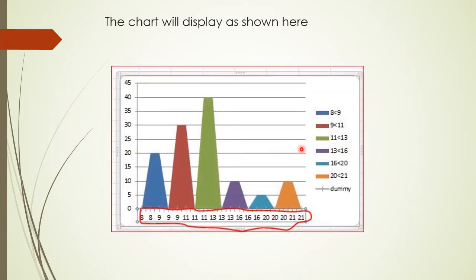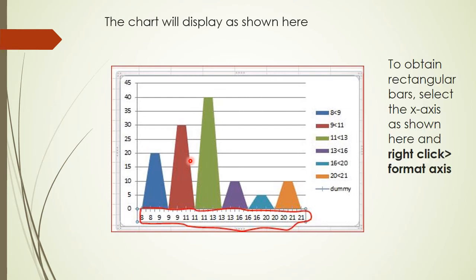Once you click, the chart will display as this one here. They are not actual bars, but they are supposed to be bars. What I mean by bars is rectangular in shape. This one looks some interesting shape there. They should be rectangle. And so we're now going to continue until we change everything until it looks like an actual histogram. Therefore, at that point, to obtain rectangular bar, select the x-axis as shown here and right click.